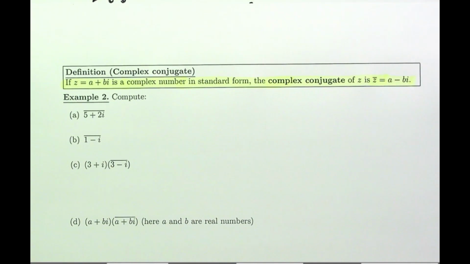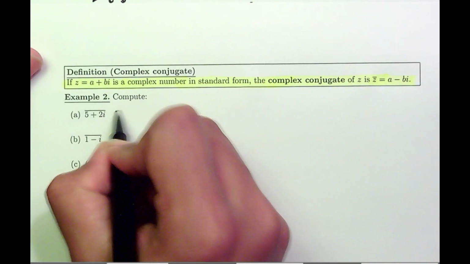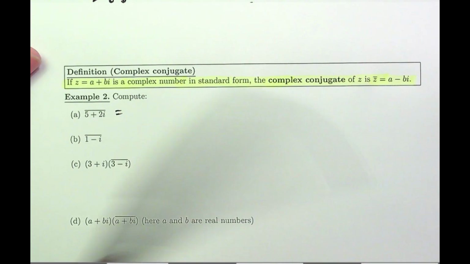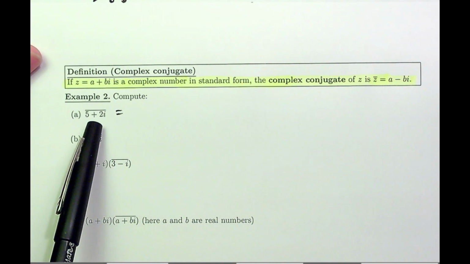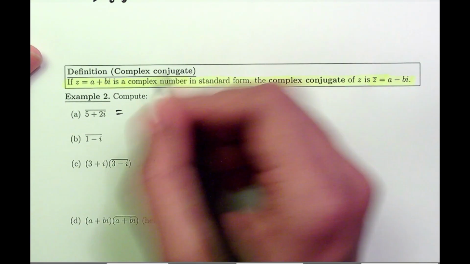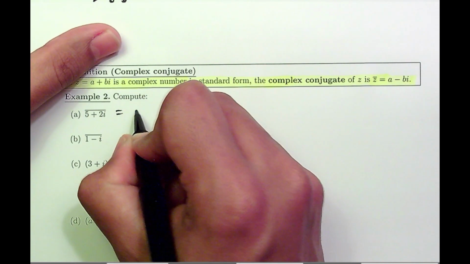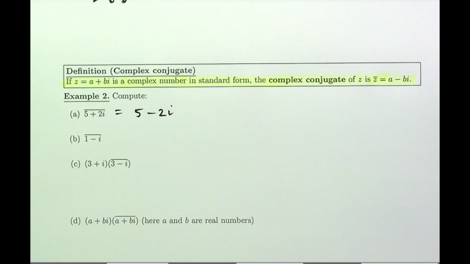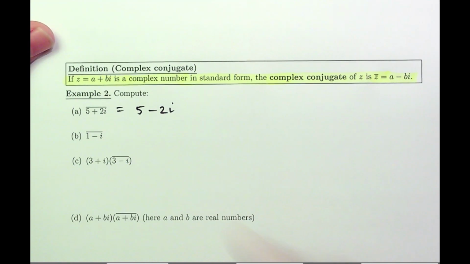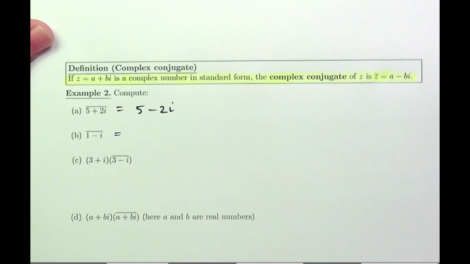By the way, the notation that we use is a bar over the complex number. That means the complex conjugate. So this means find the conjugate of that. The conjugate of that is the same numbers, just the sign in the middle is changed. So 5 minus 2i would be the answer. And that's the complex conjugate.